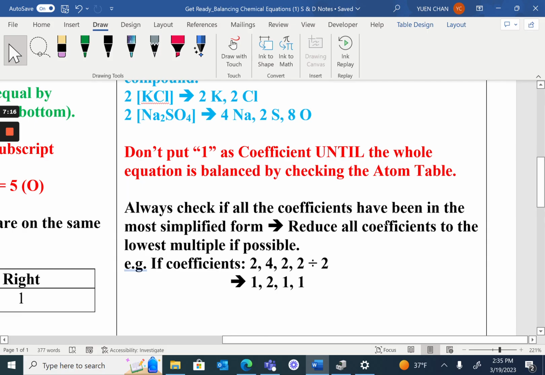And you always want to check if all the coefficients are in the most simplified form. If they're not, you want to reduce all the coefficients to the lowest multiple possible. For example, if I get my coefficients 2, 4, 2, 2, sometimes you think too much, and then you make the coefficient too big. You always want to check if all the coefficients are in the most simplified form. If not, you need to simplify. So in this case, the greatest common factor is 2. So then I will divide everything by 2 to get 1, 2, 1, 1.